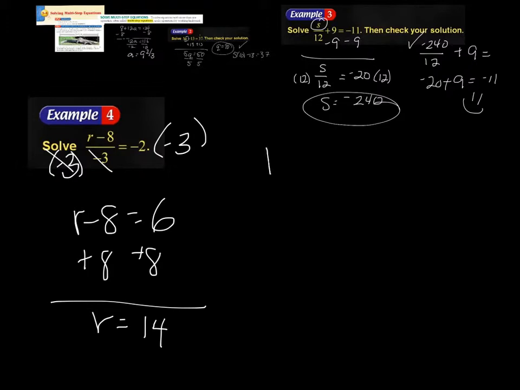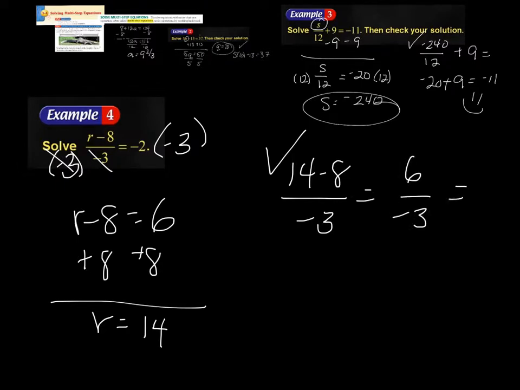I hope that's right. Let's check. 14 minus 8 divided by negative 3. 14 minus 8 is 6. Divided by negative 3 is in fact negative 2. That's what I wanted.